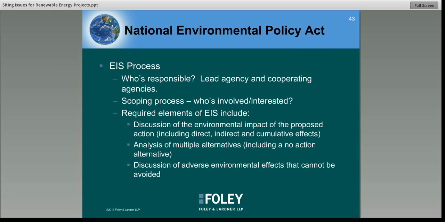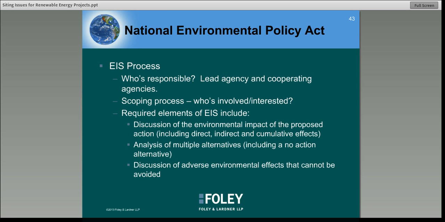In addition, your EIS is going to have to include an analysis of multiple alternatives, including a no-action alternative. Again, looking at it from the context of a renewable project, this may be if you have a plot of land where you're going to put solar panels, looking at a variety of different options for placement of those panels, different options for accessing the site. So it's going to require that you evaluate multiple alternatives. And then in addition, it's going to require discussion of the adverse environmental effects that cannot be avoided.